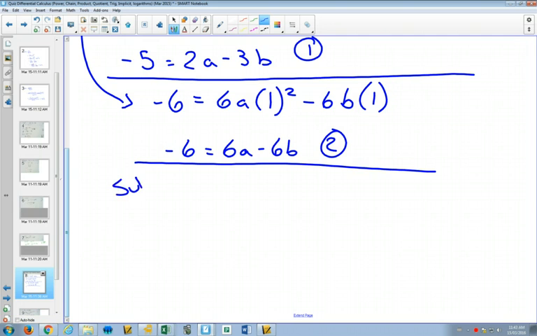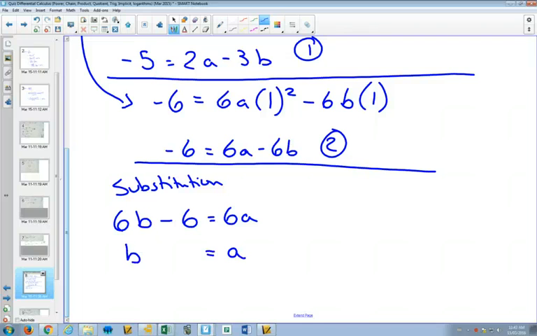So the substitution one means that you have to get one of your variables all by itself. So I'm going to take equation 2. I'm going to add 6b to both sides. And then I'm going to divide everything by 6 to get a by itself.